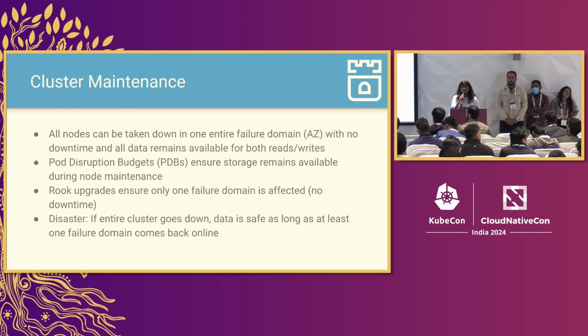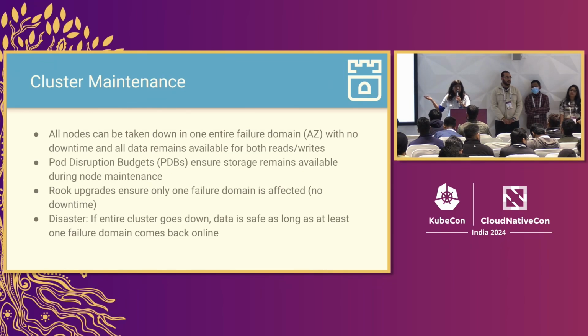The availability would not be hampered and can continue on even when the upgrade is going on for another availability zone. And how the upgrades work is, we have something called a pod disruption budget that ensures that whenever we bring down a node for maintenance, the other copies are not hampered.